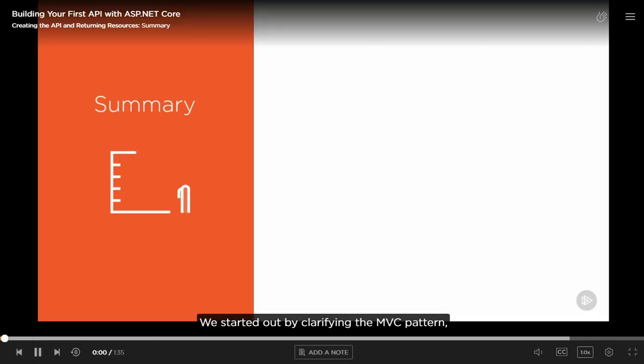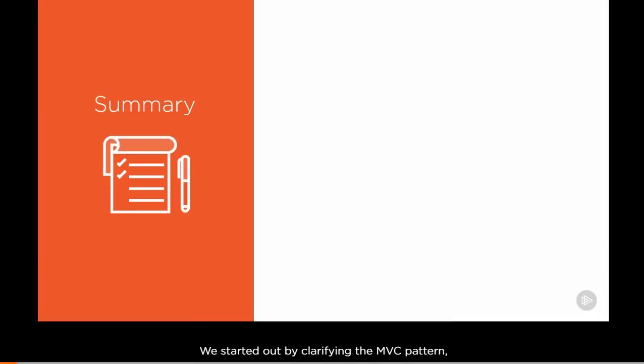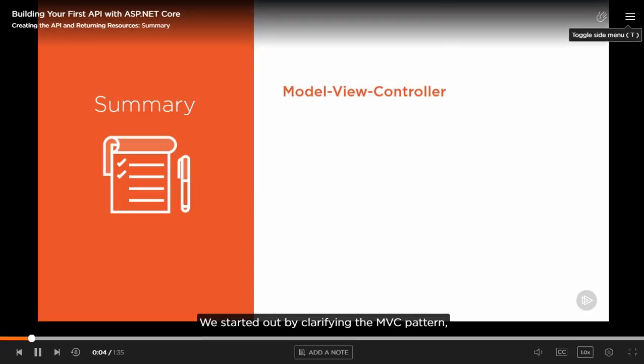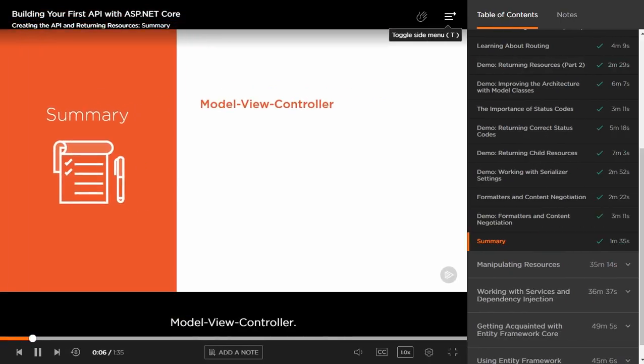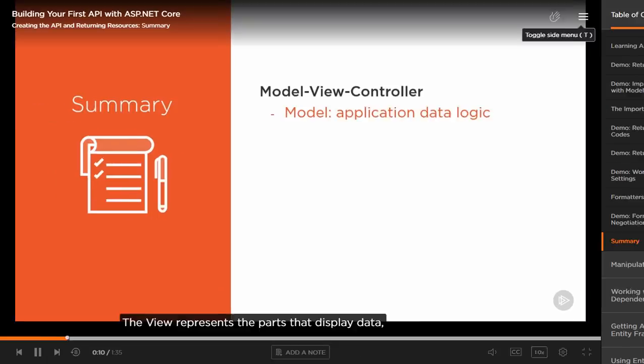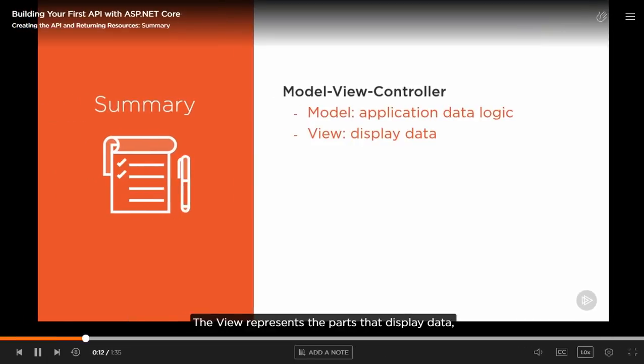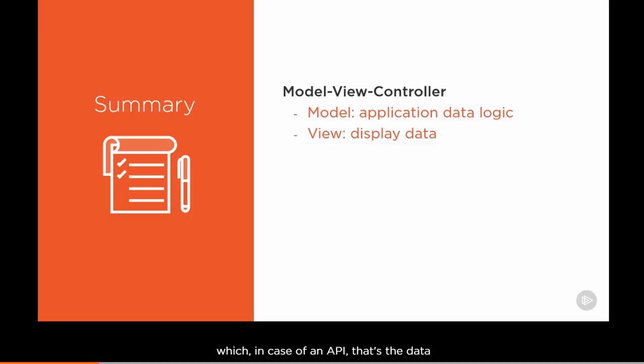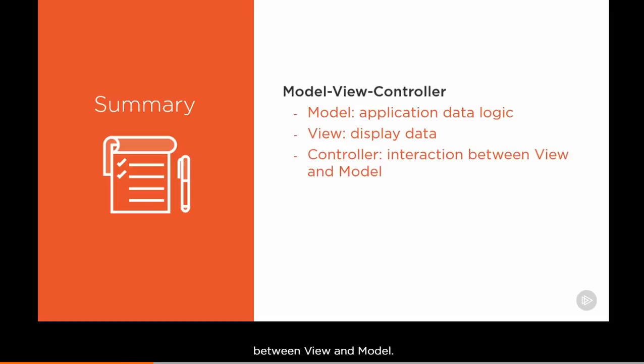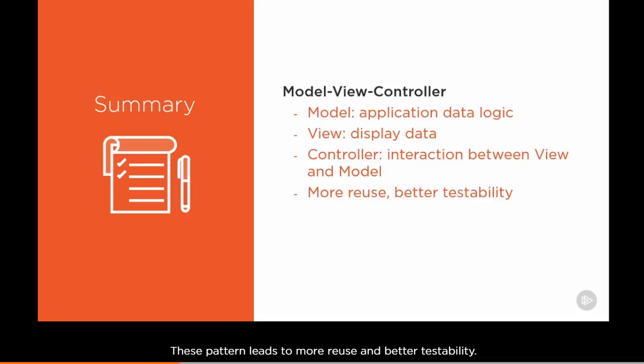We started out by clarifying the MVC pattern. Model View Controller. The model handles the logic for our application data. The view represents the parts that display data, which in case of an API, that's the data typically in JSON format returned from API calls. And the controller handles the interaction between view and model. This pattern leads to more reuse and better testability.